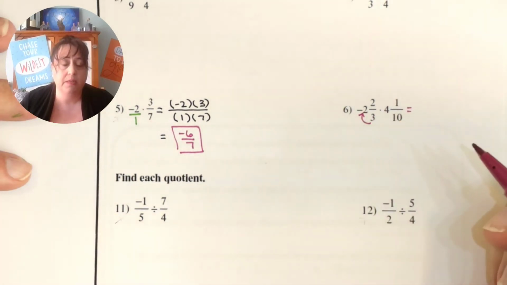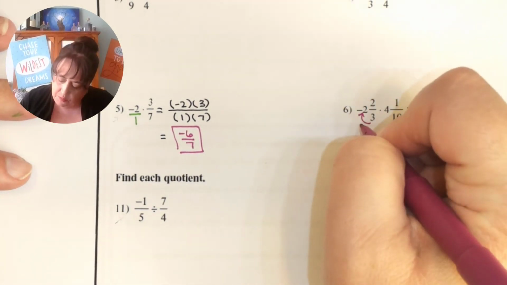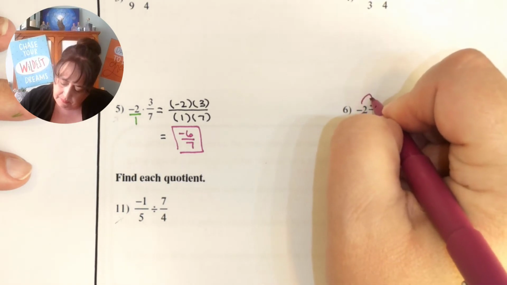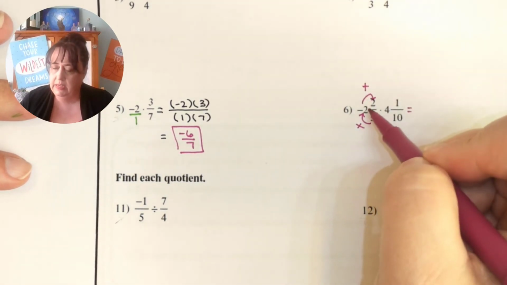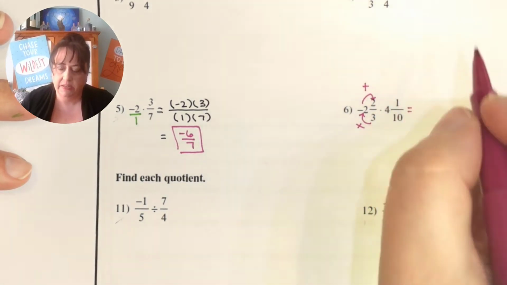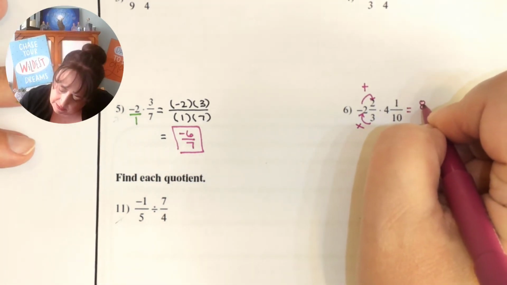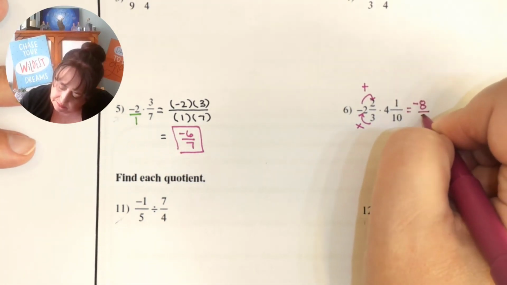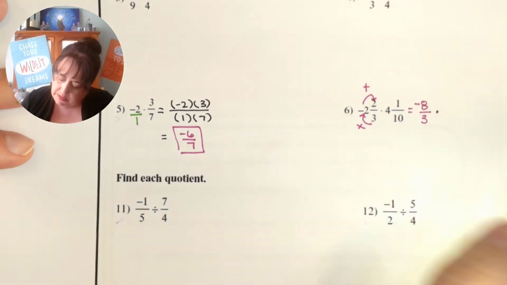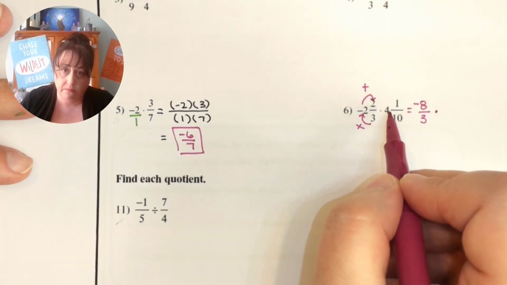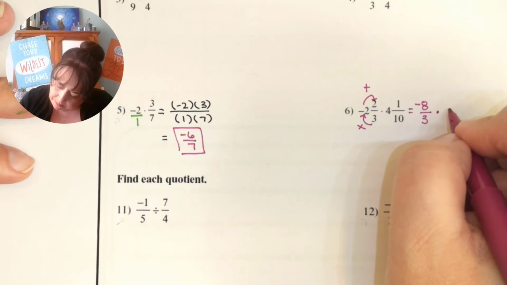3 times 2 is 6, so you multiply, and then you add. So 6, 7, 8. So you end up with -8/3 times 10 times 4 is 40 plus 1 is 41.